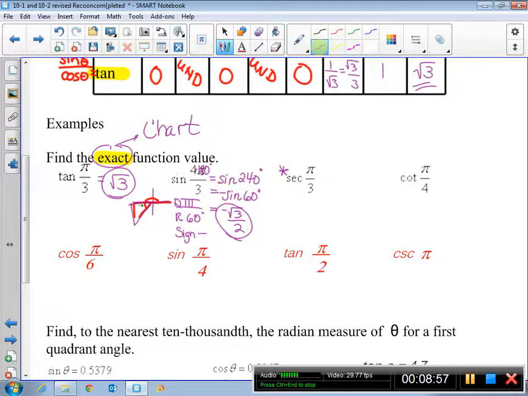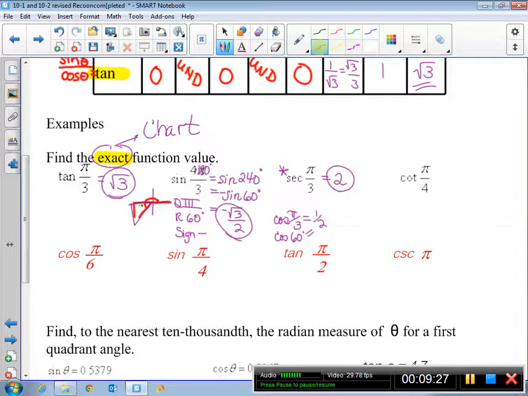So you might know that the cosine of pi over 3 is 1/2. Look at your table, it's the cosine of 60. And secant is the reciprocal for cosine. So it is the flip of this answer, which is 2.